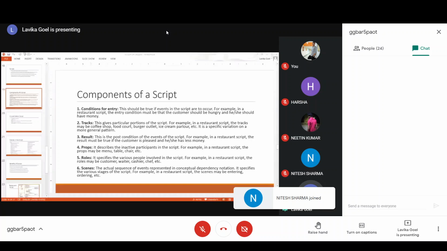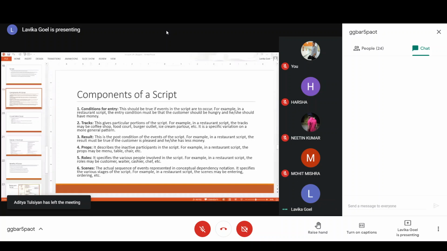Then the props. Props are basically the things involved in the script, the inactive participants of the script. For example, if you say the restaurant script, your props would be menu, the table, the chair. All these are things involved in the restaurant. So they will be the props. Then roles. Roles are basically the people involved in the script. For example, the people involved would be a customer who is hungry, who goes to the restaurant, then the waiter who brings the food, then the cook, or you can say the chef who prepares the food, and then the cashier. So these are the roles.